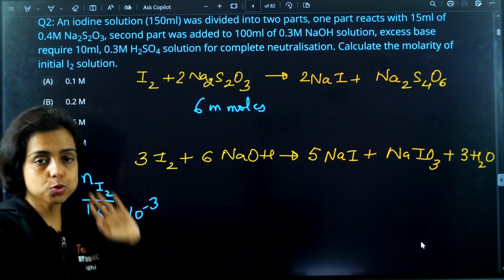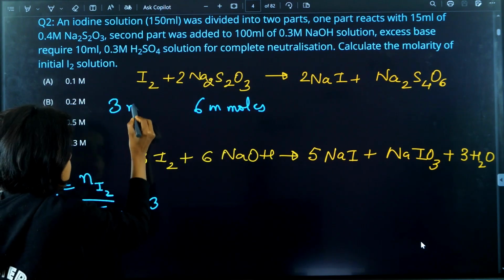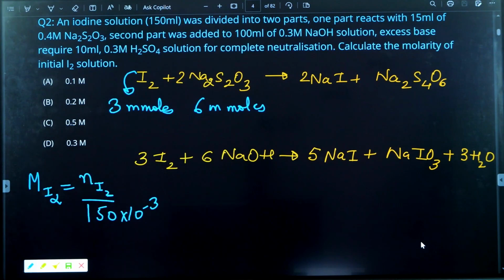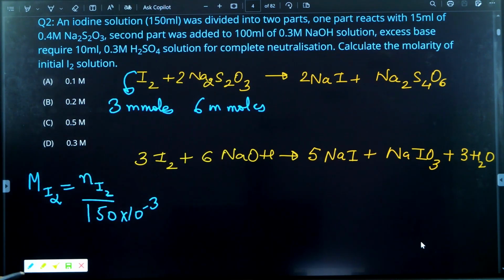So 1 I2 consumes 2. That means how many millimoles of iodine is there? 3 millimoles of iodine is there, which reacted with hypo solution, guys. Got it? Now, the same way.